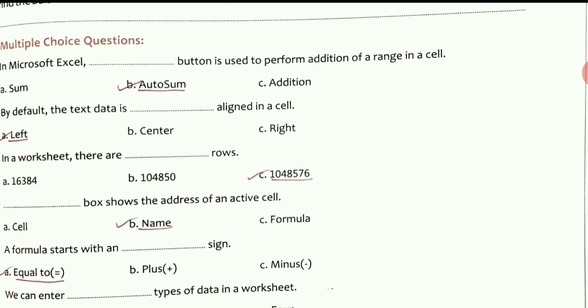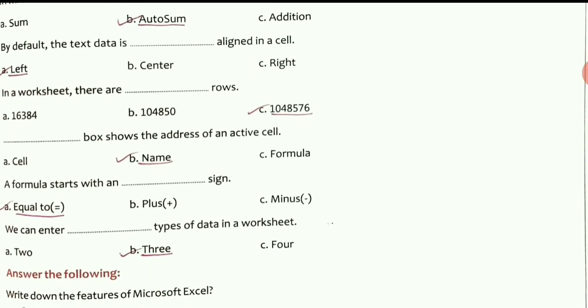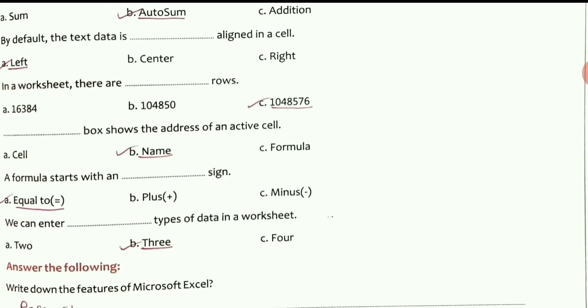Now come to the multiple choice questions. In Microsoft Excel, dash button is used to perform addition of a range in a cell. So the answer is AutoSum. AutoSum function is used to perform addition. The second, by default the text data is aligned in a cell. So it is text data is left aligned in a cell.